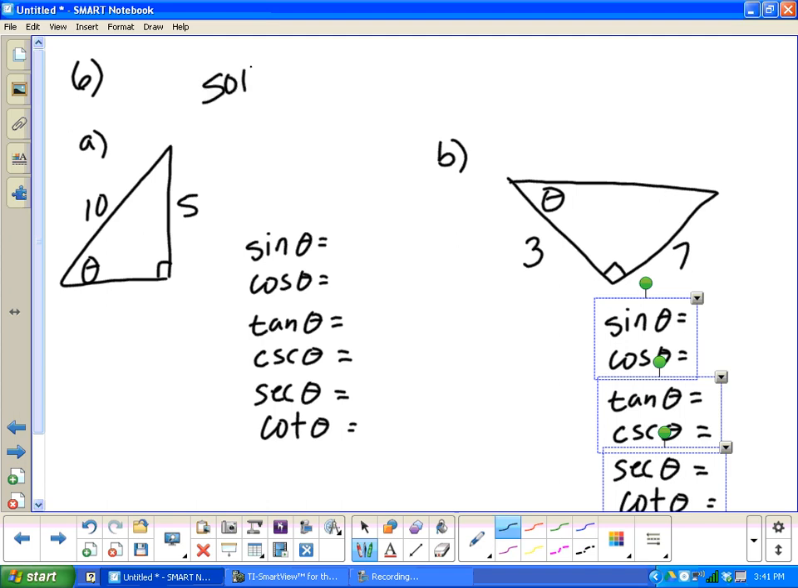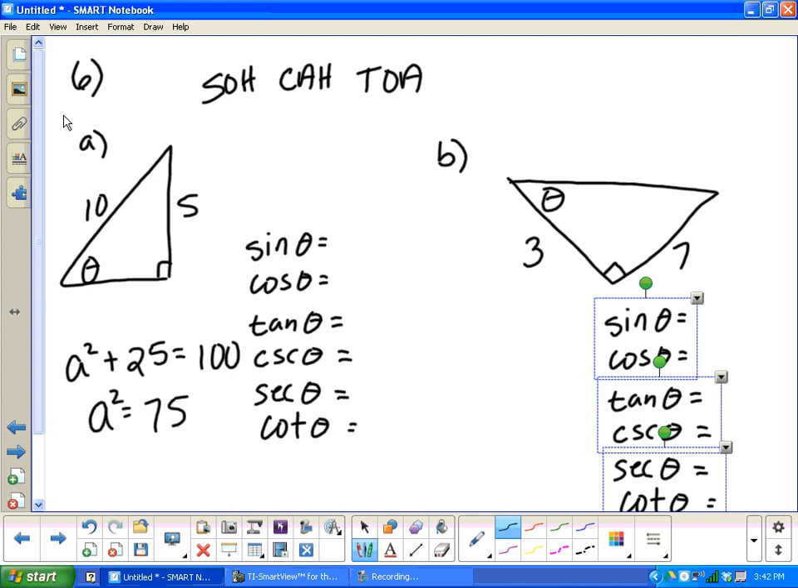Sine is opposite over hypotenuse. Cosine is adjacent over hypotenuse. And tangent is opposite over adjacent. So notice in both triangles we have a side missing that we're going to need to find with our Pythagorean theorem. What's missing in A is the leg. So I'm going to call that leg A. So we say A squared plus 5 squared, which would be 25, equals 10 squared, which would be 100. Now let's solve for A here. A squared would be equal to 100 minus 25, which is 75. And then we're going to take the square root. Now 75 will simplify. I can say 25 times 3 there. So we're going to get this missing leg to be 5 square roots of 3.